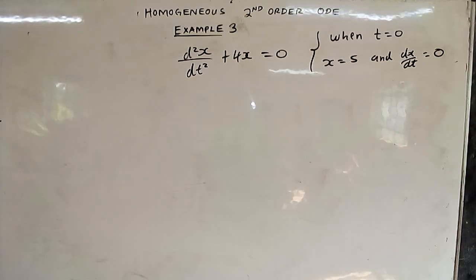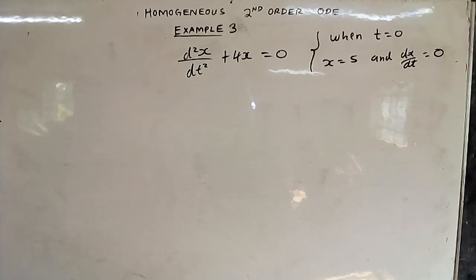Yes, example number 3. The equation of a body performing simple harmonic motion is given by d squared x over dt squared plus 4x is equal to 0. Given that when t is equal to 0, x is 5 and dx over dt is 0. Solve for x using the D operator.